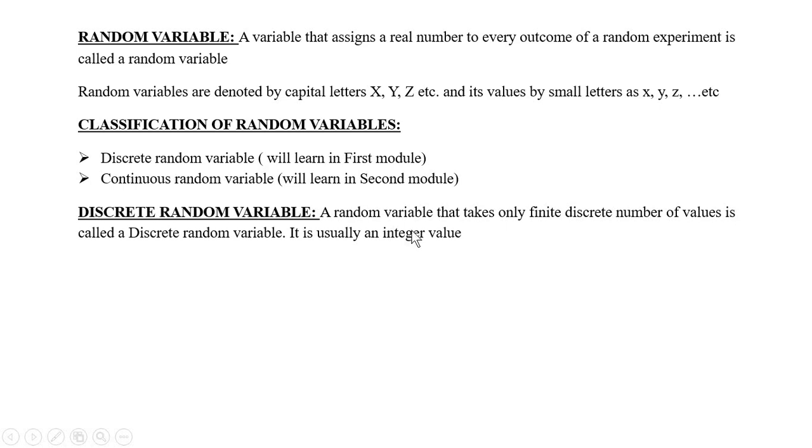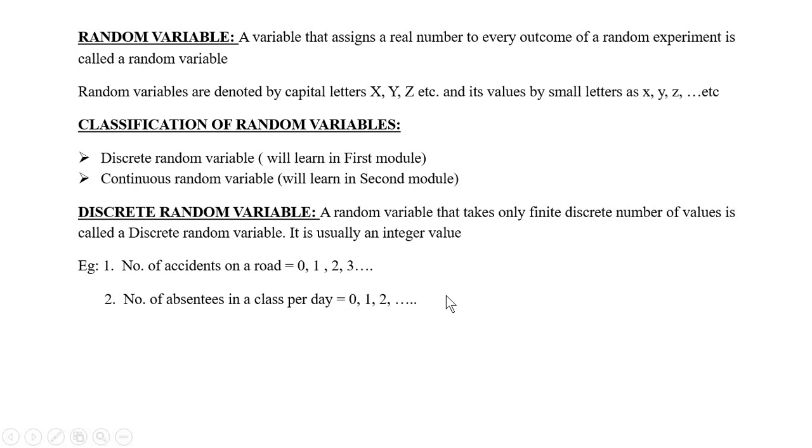A discrete random variable is nothing but a random variable that takes only finite discrete values and it is usually an integer value. The values are discrete in nature. For example, number of accidents on a road, you can see the values are discrete: 0, 1, 2, 3. There is no number as such 3.33, 3.45. Here the values are all discrete. Another example is number of absentees in a class per day. So 0, 1, 2, 3, etc. They are all discrete in nature and that is why the name discrete random variable.